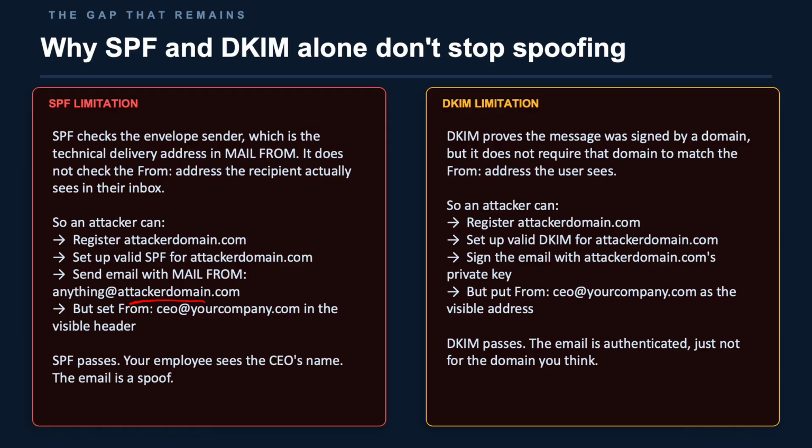So both protocols can pass while the from line is still forged. Each one validates something real, but neither one connects the validation to the address the human actually reads. That missing connection is precisely what DMARC adds, and that's where we go next.